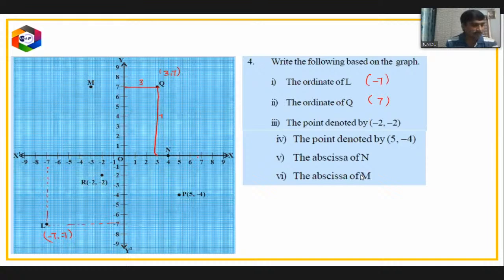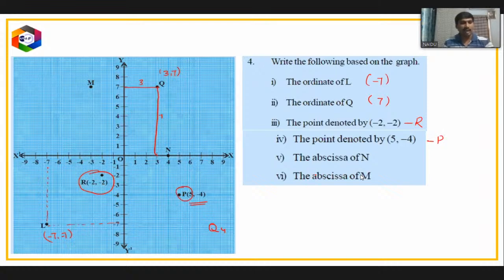Write the answers. And now the third question, the point denoted by minus 2 comma minus 2. Here if you observe, minus 2 comma minus 2 is denoted with a special name. So what is the name of the point? It is very clear from the diagram itself. It is R. Now the point denoted by 5 comma minus 4. Observe 5 comma, where is it? Yes, it is in quadrant 4. This point is named as P.